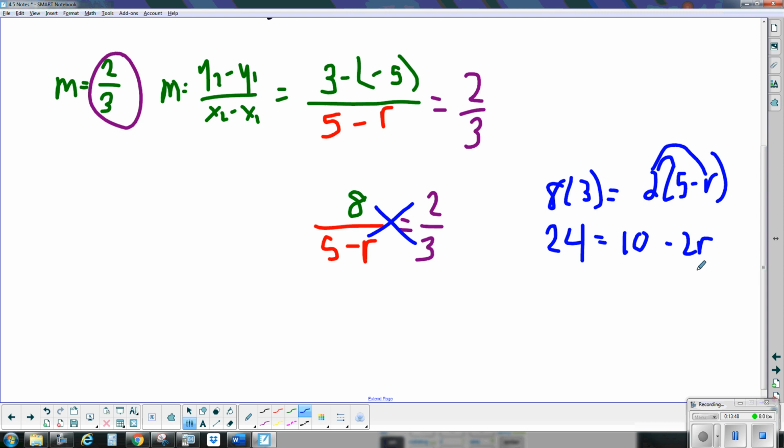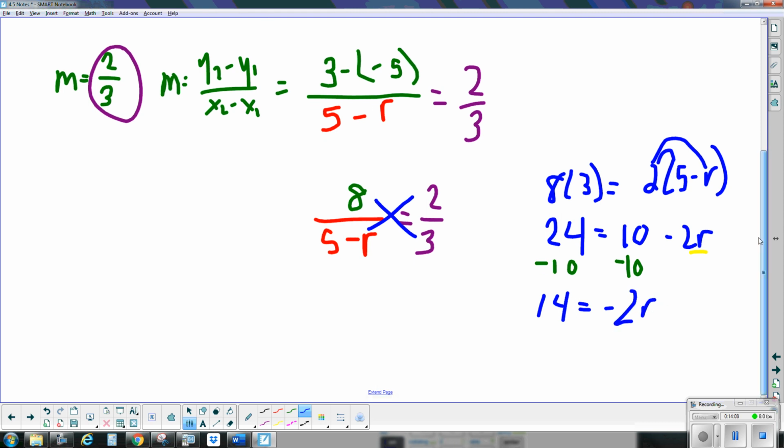And now I'm going to solve for my variable. I'm going to solve for r, so I need to isolate that. In order to do that, I need to get rid of anything that doesn't have r in it. So I'm going to subtract 10 from both sides, and I get 14 is equal to negative 2r. And now I'm going to divide both sides by negative 2. And I get r is equal to negative 7.